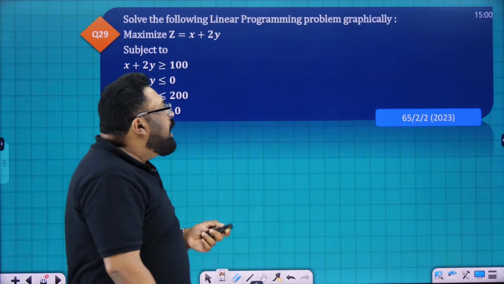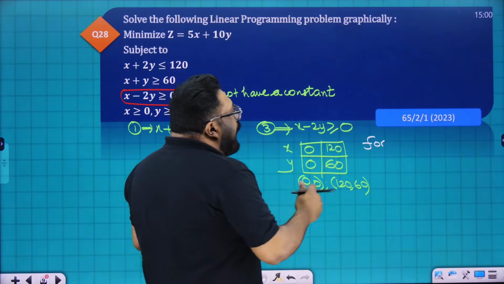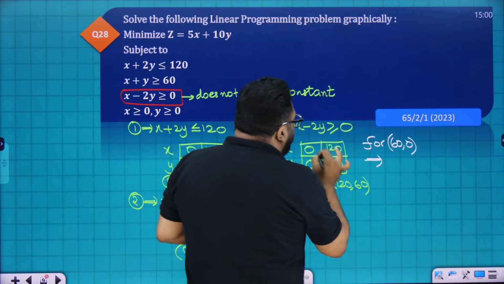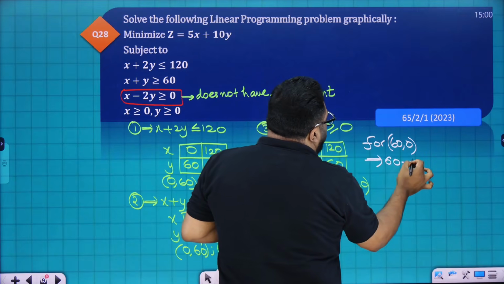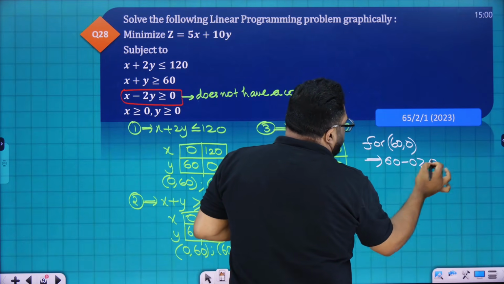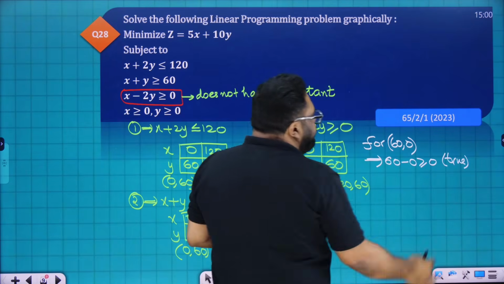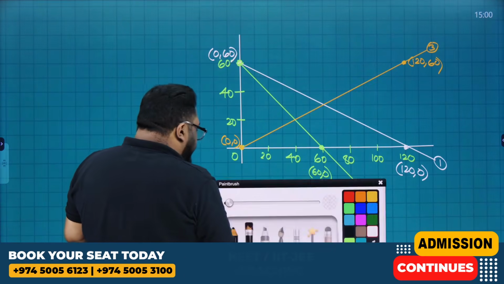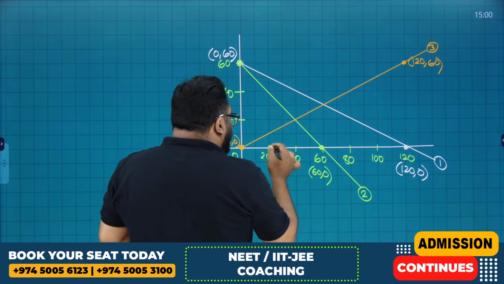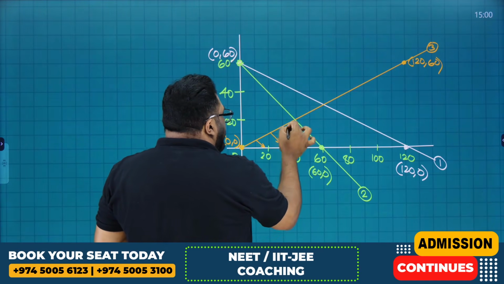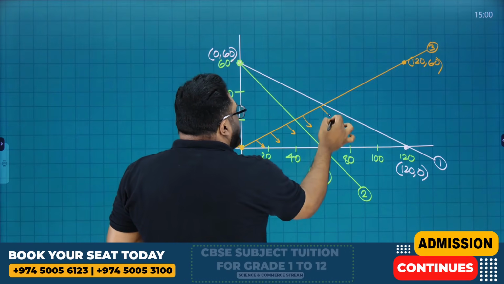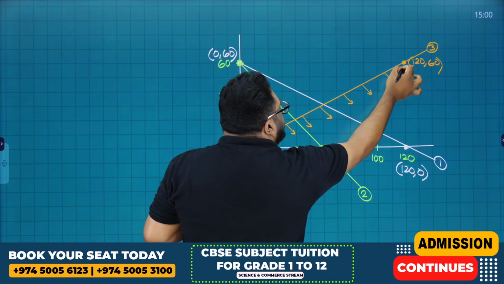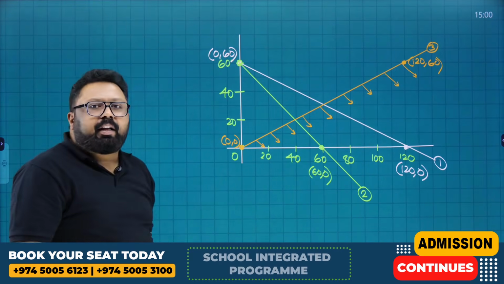That is why. Here we can't use 0, 0, my dears. We have to use 60, 0. What would happen to this? 60 minus 0 greater than 0. True. 60, 0 lies on this part of the line, my dears. So for this line, this side is the true region because 60, 0 is a true point of this region. So that's how you decide. You should be careful, my dears.